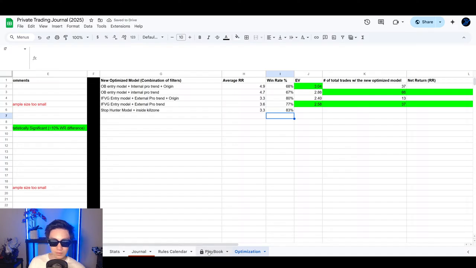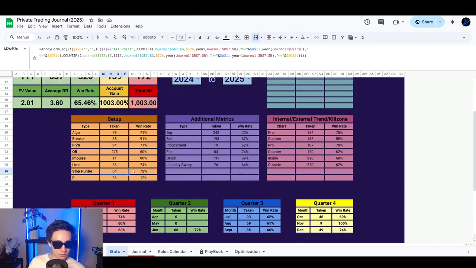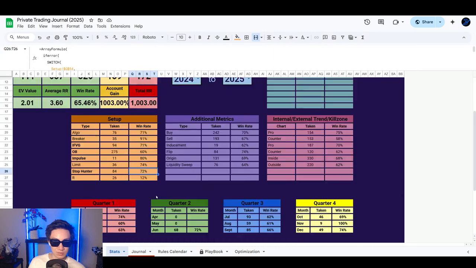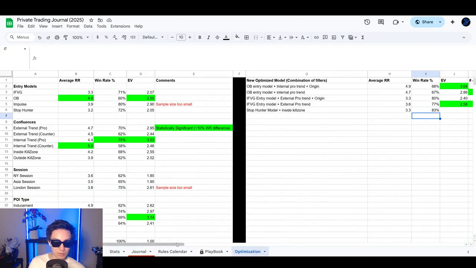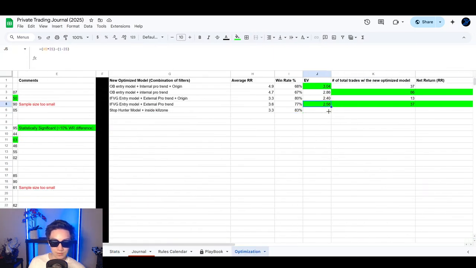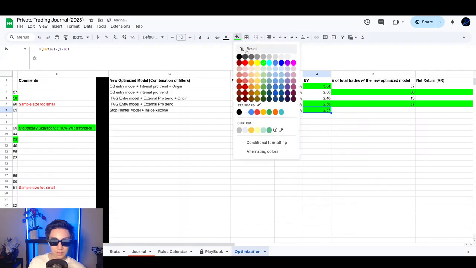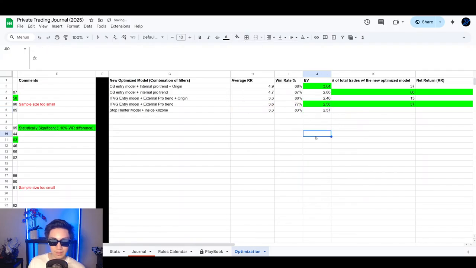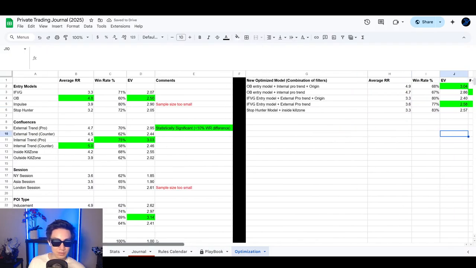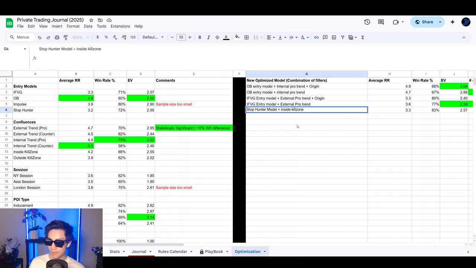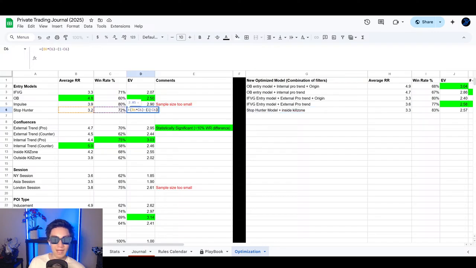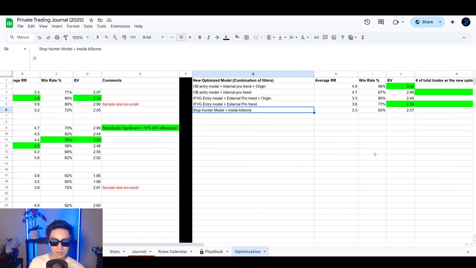83%. What's the win rate here for stop 100 in general? 72%. So that is significant. That's a 10% difference in win rate here. So you can see, we just drag this down now. The expected value, guys, is now 2.57 for stop 100, when before, if we're taking outside the kill zone or taking both inside and outside kill zone, it is about 2.05. This means that if you take stop 100 outside kill zone, it 100% brings down the EV.